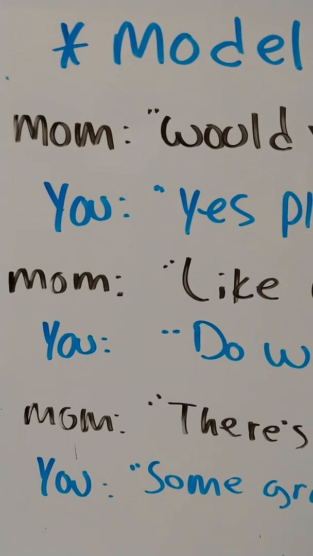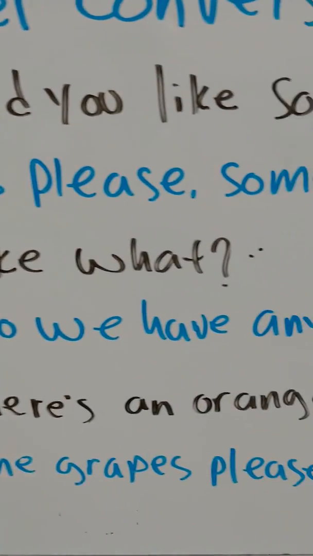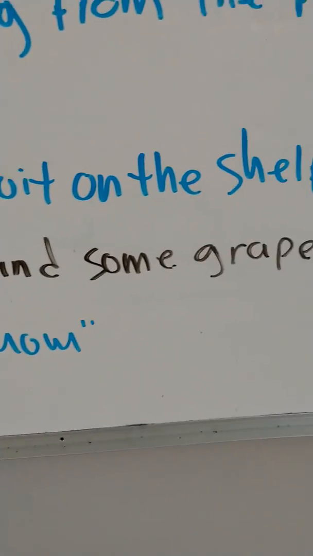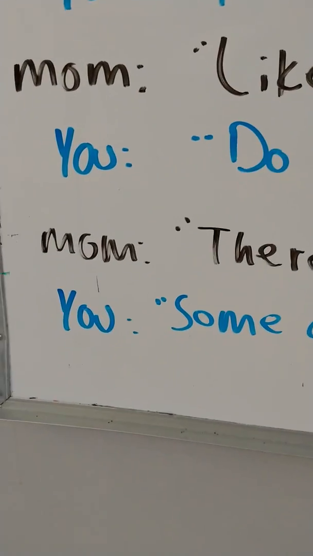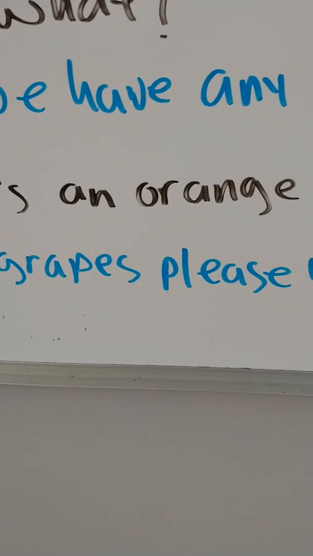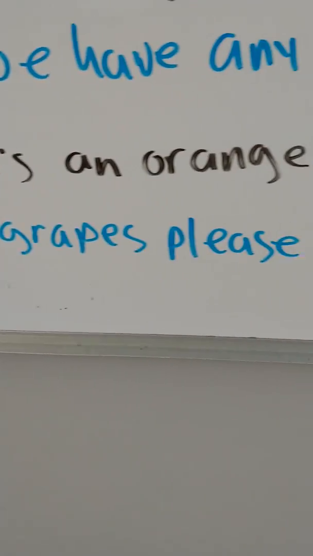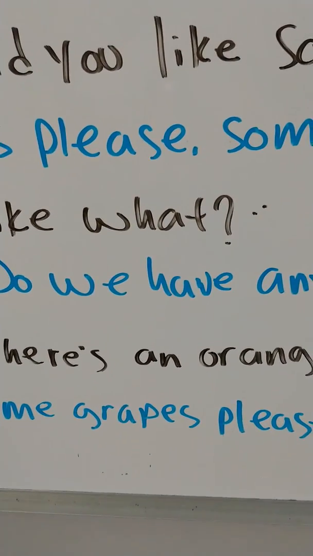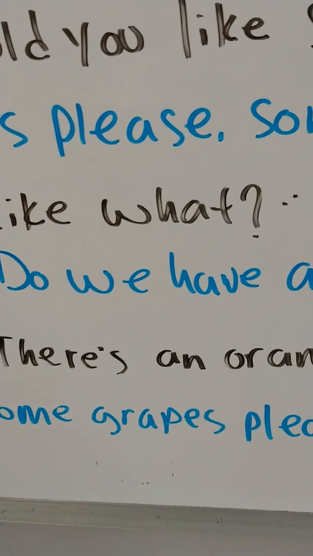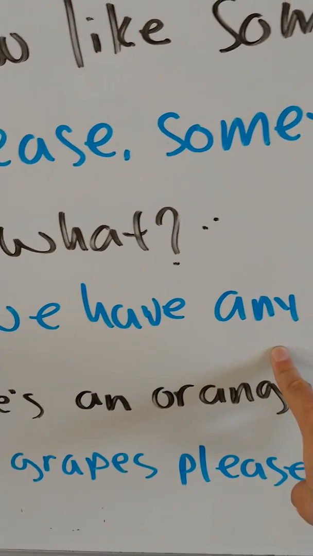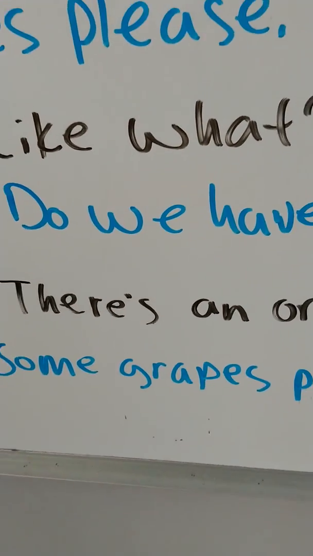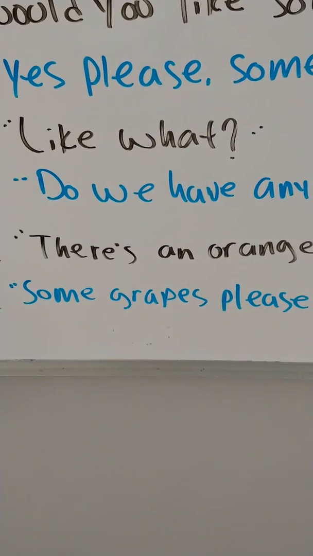Okay, and then mom tells you, like what? And you reply, do we have any fruit on the shelf? And mom says, there's an orange and some grapes. And you reply, some grapes please, mom. Okay, so if we pay attention, we can see that we are using countables and uncountables. Any, some, and we are using countables and uncountables, right?